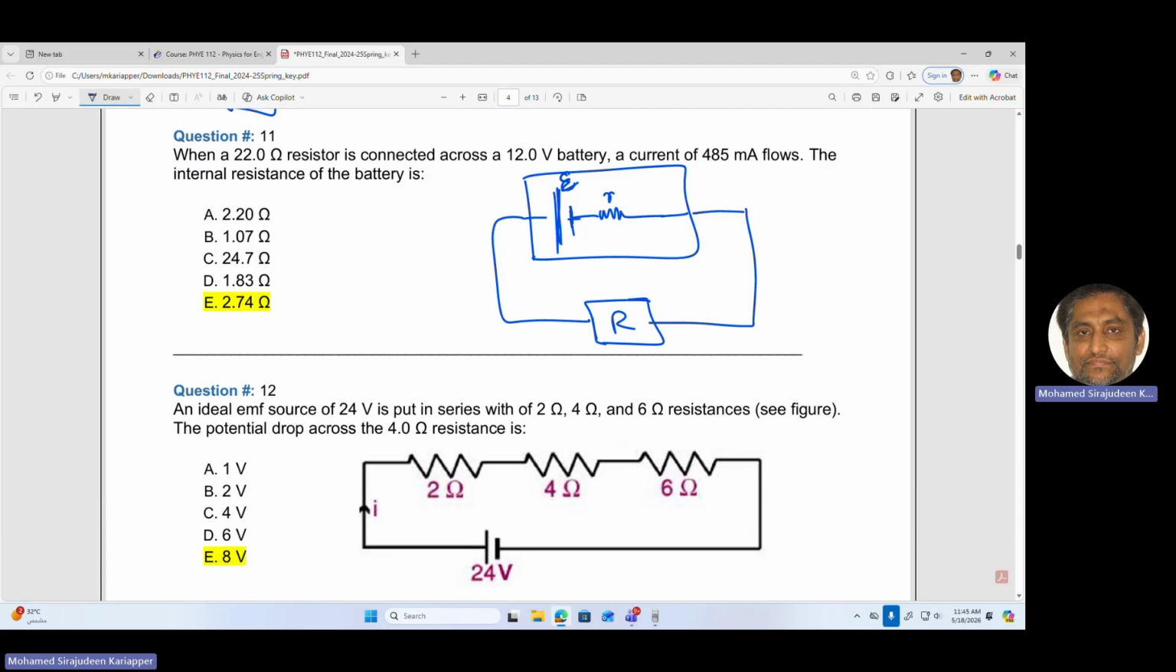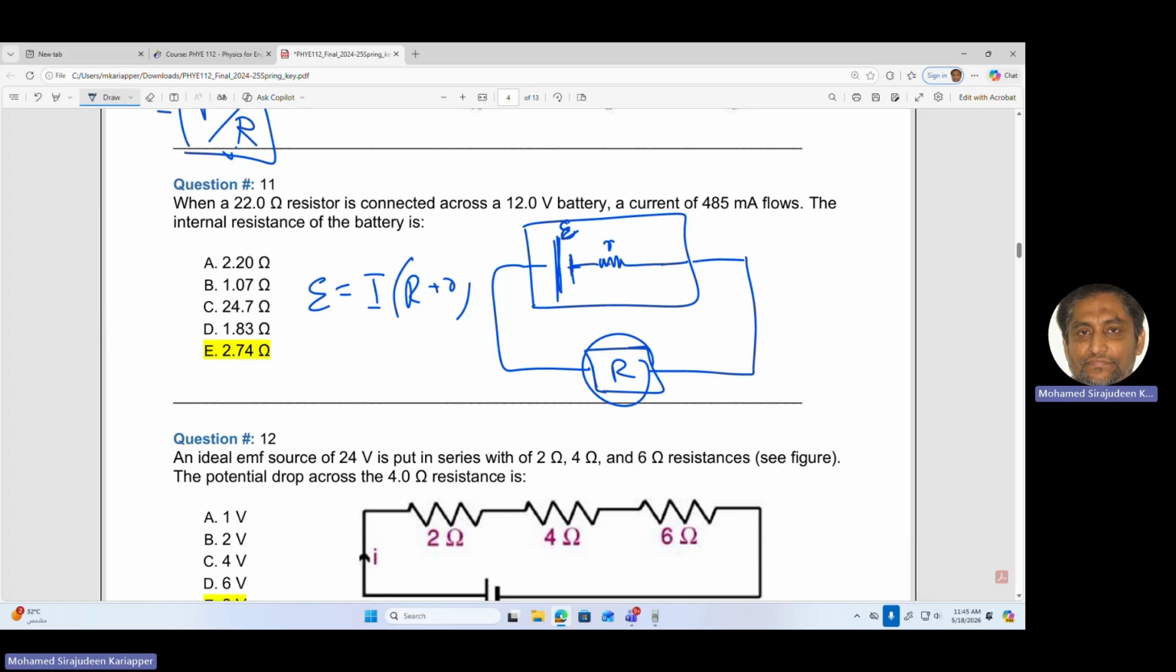So we apply the circuit. Ohm's law, E is equal to I R, but we don't have only this resistance, we have two resistances. There is a hidden resistance inside the battery, which we call the internal resistance. So this is the equation. In this question, R, the big R, is given, and E is given, and the current is given. The only unknown is the small r.